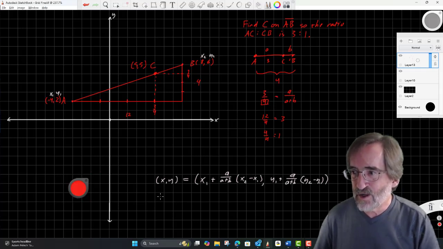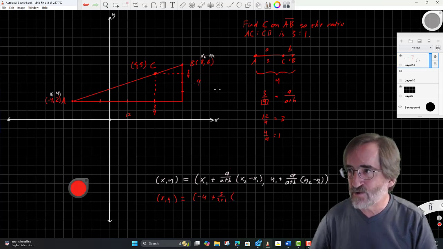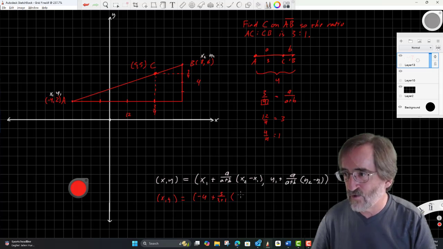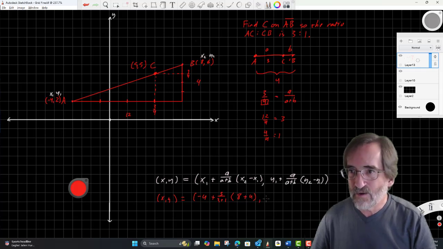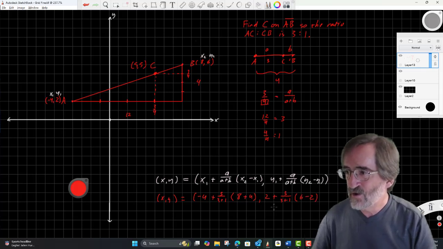So xy equals x1, -4, plus a, 3 over a plus b, 4, or 3 plus 1, let's write it out, times the difference in the x's, x2, 8, minus x1, -4, 8 minus -4, comma, y1, 2, plus 3 over 3 plus 1, times y2, this is y2 up here, 6 minus 2. Okay?